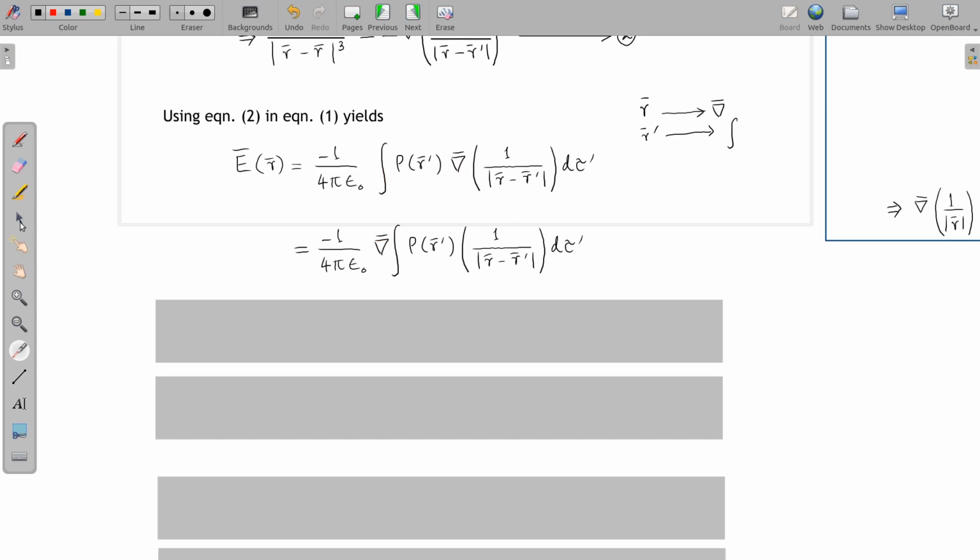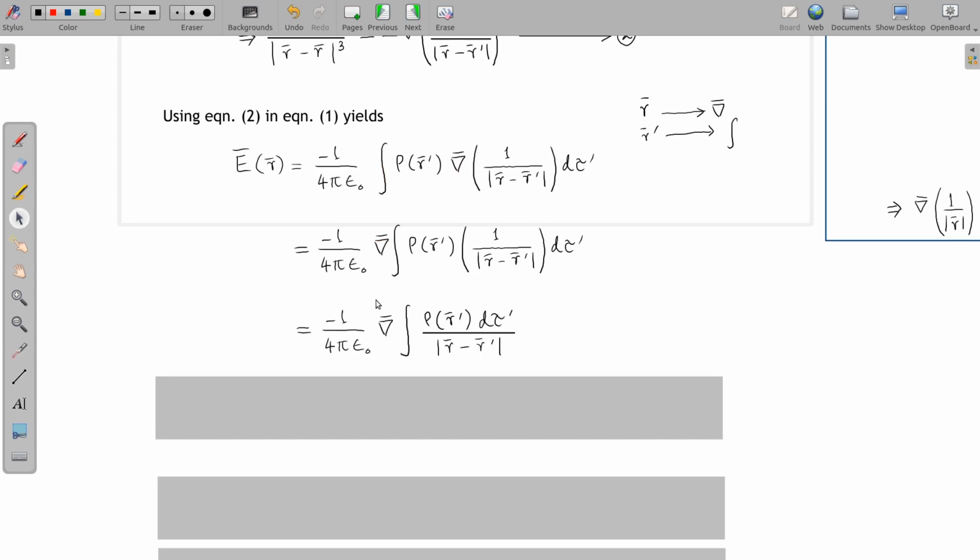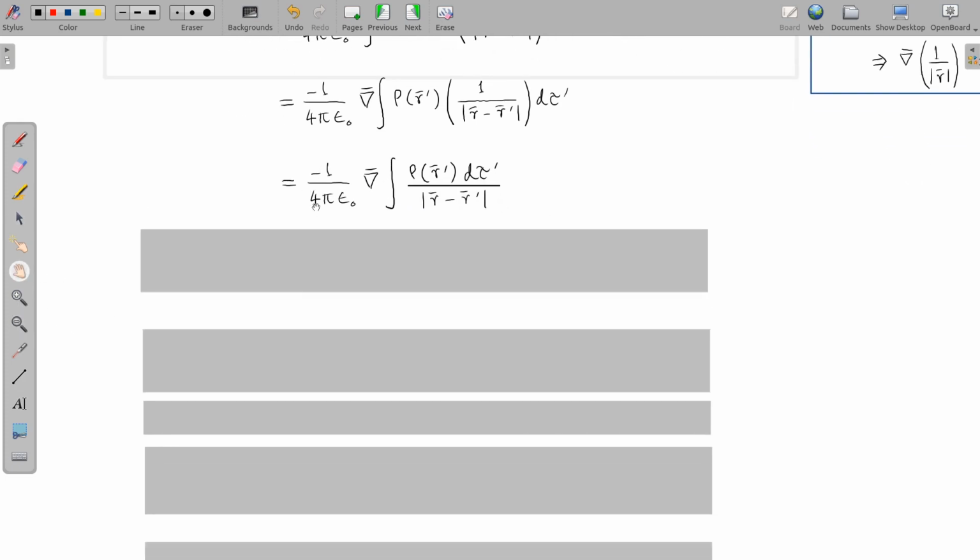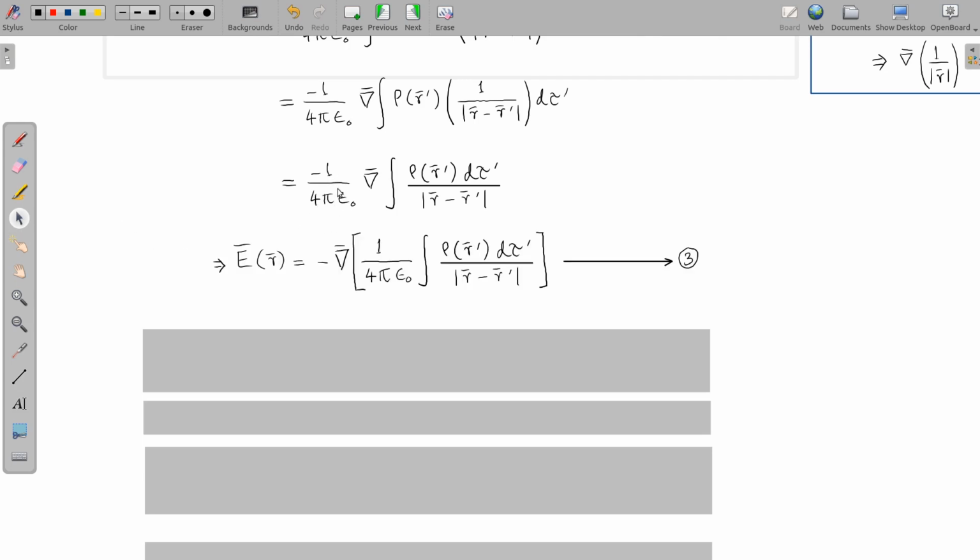So we have this. Now I could take this rho and place it here: rho of r prime d tau prime divided by the magnitude of r minus r prime, and this integral is what I am trying to find the gradient of. Because it's a constant, we might as well take this also inside. Finally, we keep the minus sign outside, and barring the minus sign, everything else we take inside. So minus gradient of 1 by 4 pi epsilon naught times this integral. This is what we get, and this is equation number 3.